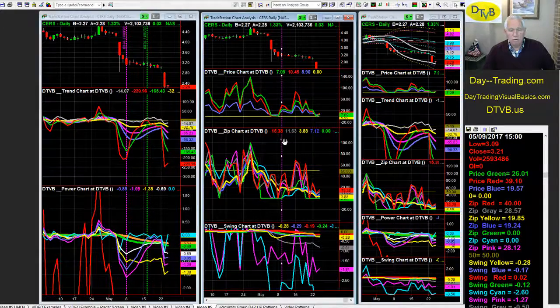I'll move this line over 1. On this day right here, we again have a good indication that things are moving, because your zip yellow, red, blue, and pink are all up. But zip Zion and zip green are not up. Zip green tracks buyers in and out of the market. Zip Zion is the grandfather of zip green, and it tracks buyers in and out of the market.